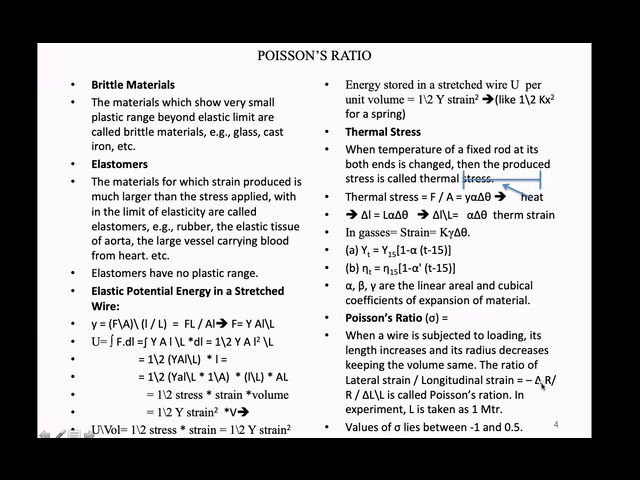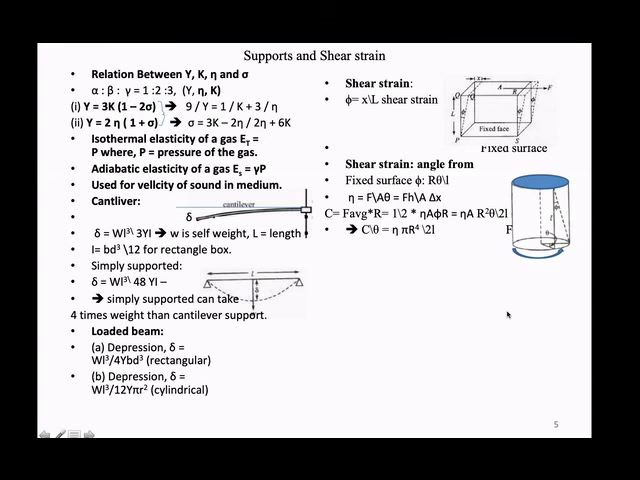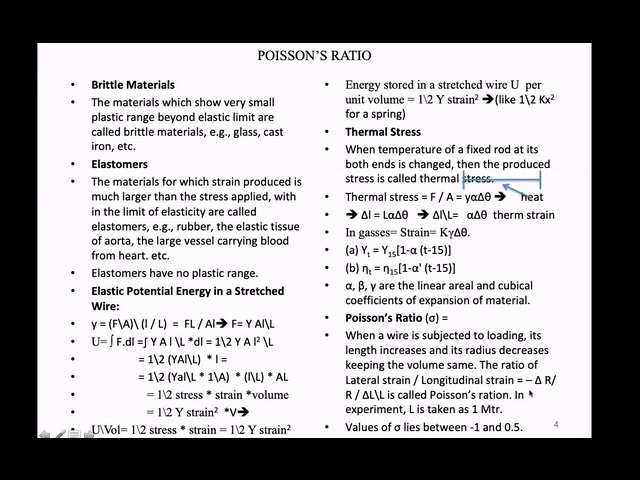Suppose a compressive force is applied. As length reduces, delta R increases. So the Poisson's ratio is minus delta R by R divided by delta L by L. Delta L by L is the longitudinal strain, and delta R by R is the lateral strain. So the lateral strain divided by the longitudinal strain.